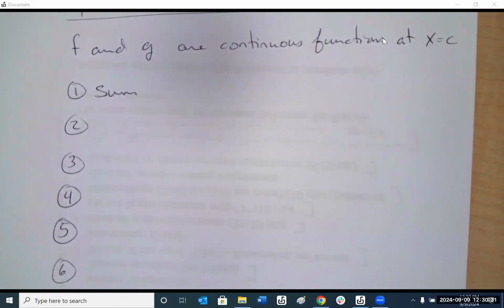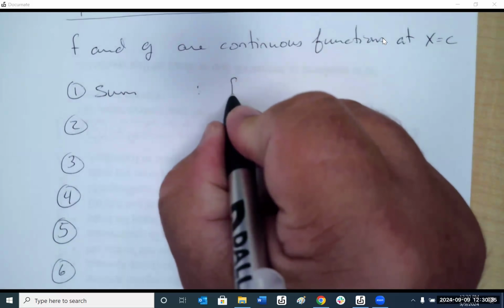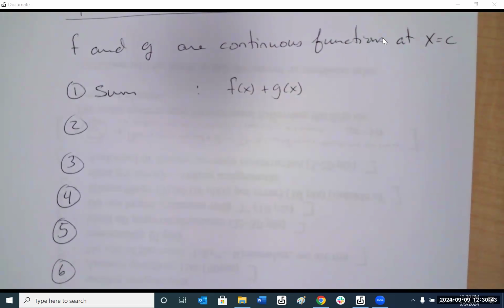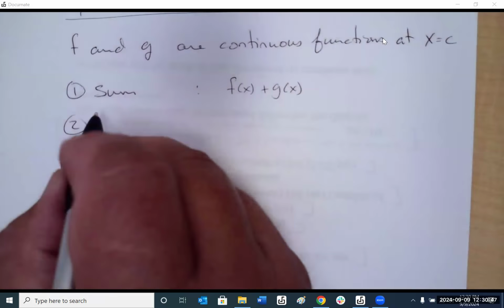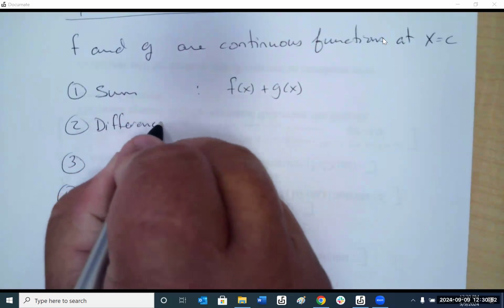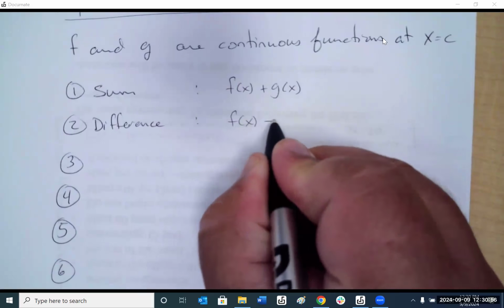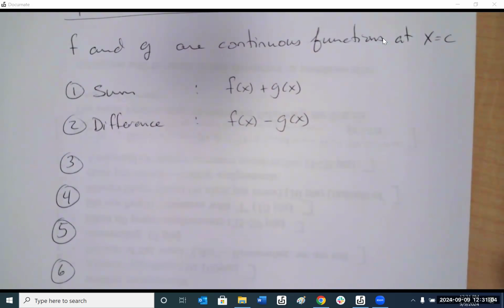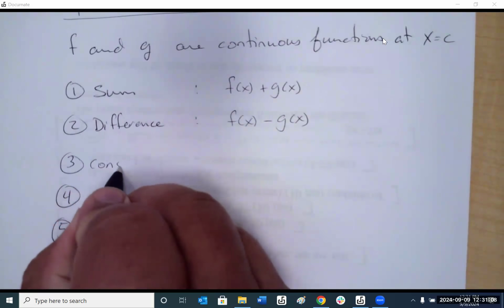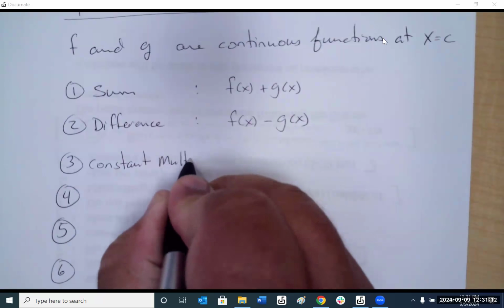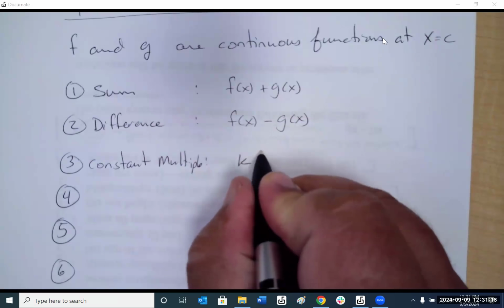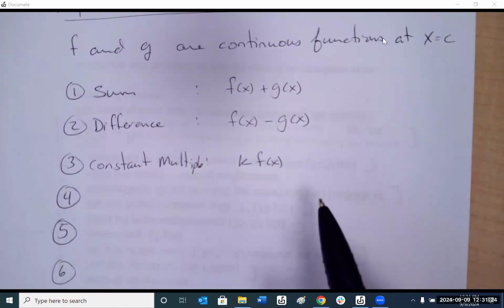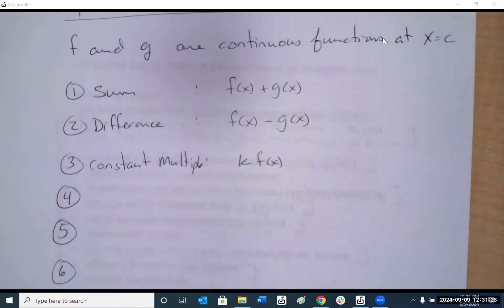The sum of two continuous functions. Since f of x and g of x are both continuous functions, then the sum of those two functions is continuous. The difference between the two functions: if the two functions are continuous, then the difference of the two functions is continuous. The constant multiple: if f of x is continuous, simply multiplying by a number isn't going to change it. It's still going to be continuous. It's just going to be higher up on the graph or lower, depending on positive or negative.